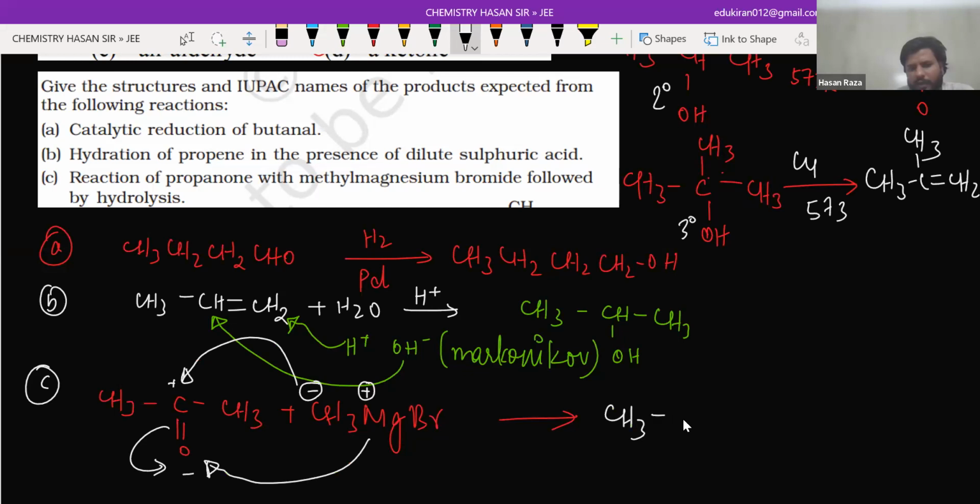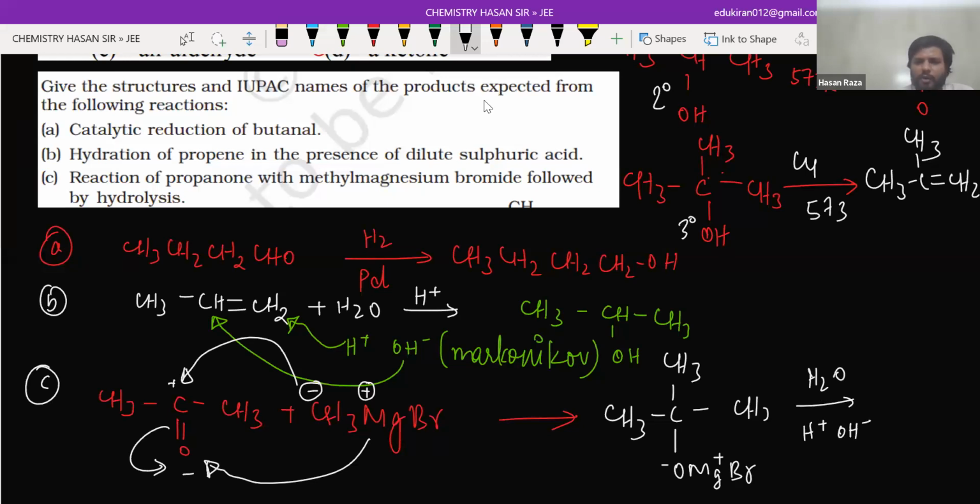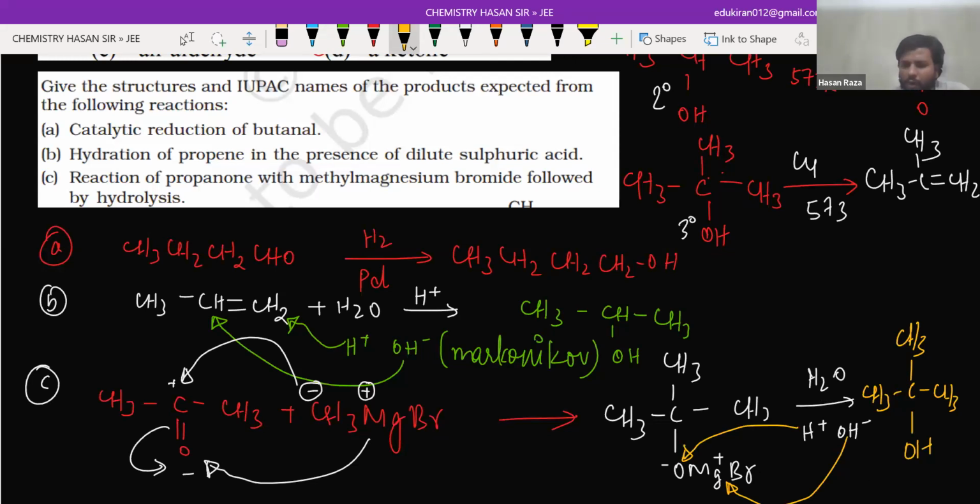So what you will get is CH3 C O negative, Mg plus and Br. And here you can see CH3 is there, and this CH3 directly attacks. After this, followed by hydrolysis, that means H plus and OH minus. Now again, it's very easy to understand. The positive will go with the negative and the negative with the positive. So what you get is CH3, with another CH3 on the right-hand side, and with O negative, H plus comes, and it makes 2-methylpropan-2-ol, and the byproduct will be MgOHBr. Isn't it easy, all of you?